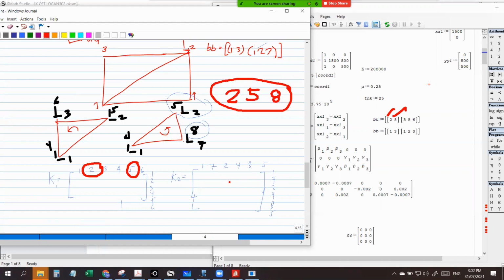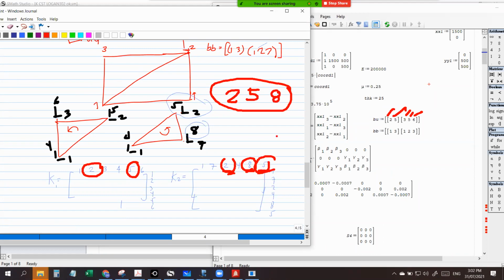For member 2, 258, no? Saan si 258 dito? Diba? 258. Ano yung address niya? It's on the 3rd. It's on the 5th, yung 8. And then it's on the 6th, yung 5. So that's why it's 3, 5, 6. Okay? So yun yung address dun sa from each K. 2, 5, 8: on the 3rd, the 5th, and the 6th.